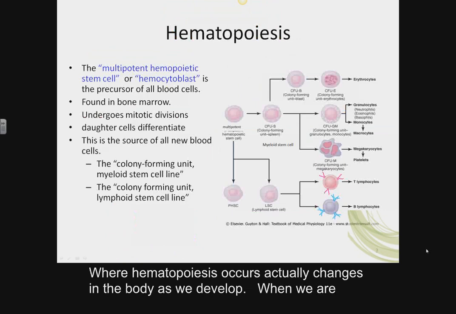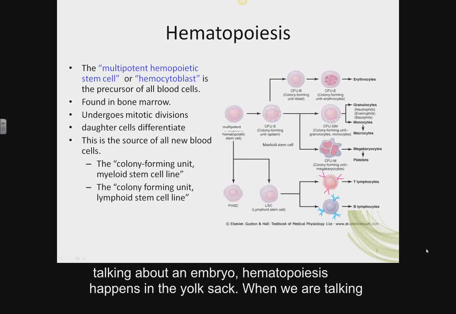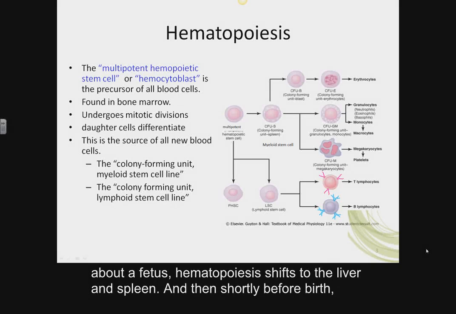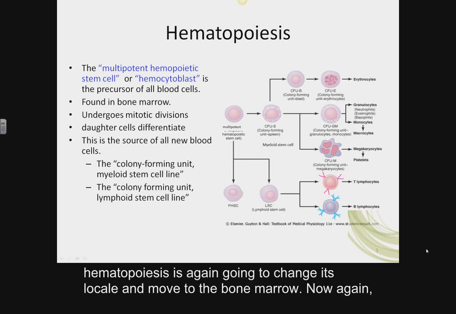Where hematopoiesis occurs actually changes in the body as we develop. When we are talking about an embryo, hematopoiesis happens in the yolk sac. When we are talking about a fetus, hematopoiesis shifts to the liver and spleen. And then shortly after birth, hematopoiesis is again going to change its locale and move to the bone marrow.